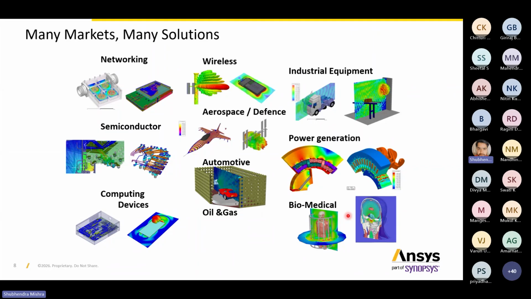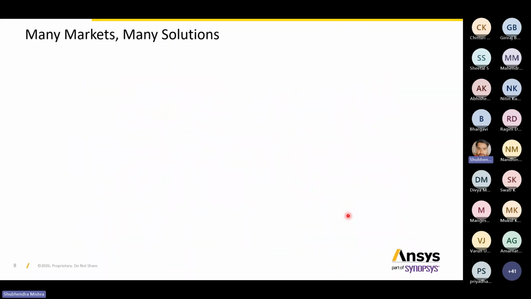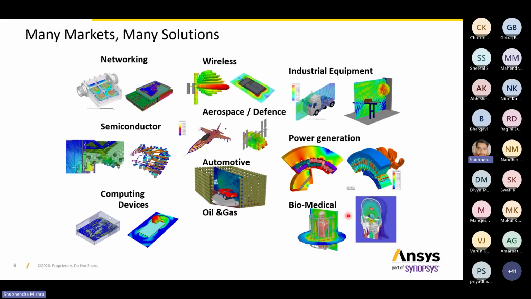In biomedical applications also, you have heard about SAR analysis, specific absorption rate. Those things you can also do with the help of our Ansys electronics tools. There is a quote here: electronics does not make an industry, but electronics is part of every industry. So whichever industries I'm talking about, electronics is part of all of them, though it does not make a particular industry type.